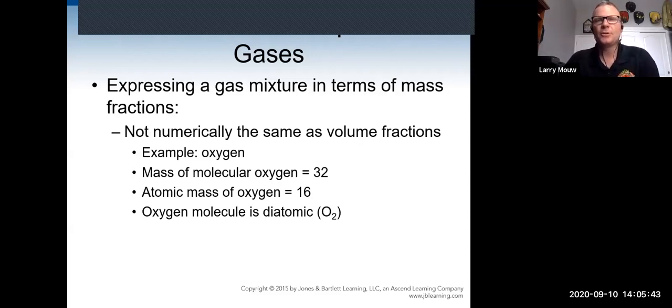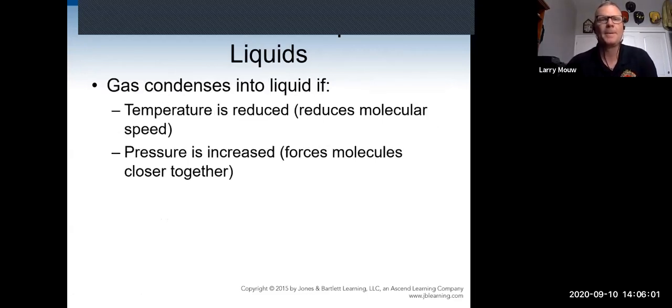Expressing a gas mixture in terms of mass fractions. Again, we look at oxygen. The mass of the molecular oxygen is 32. The atomic mass of oxygen is 16. The reason it's 32 is because that oxygen molecule is diatomic, meaning there are 2 oxygen atoms bound together.